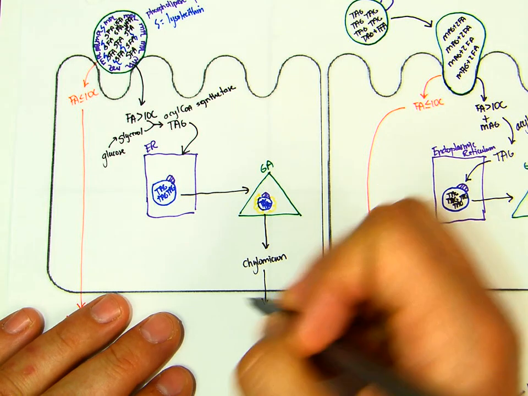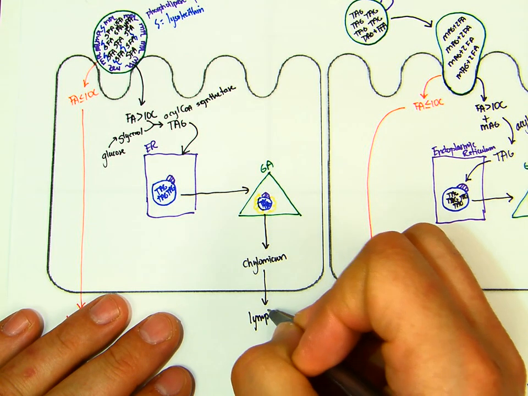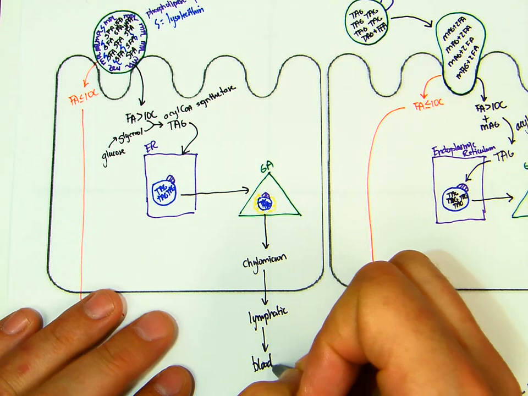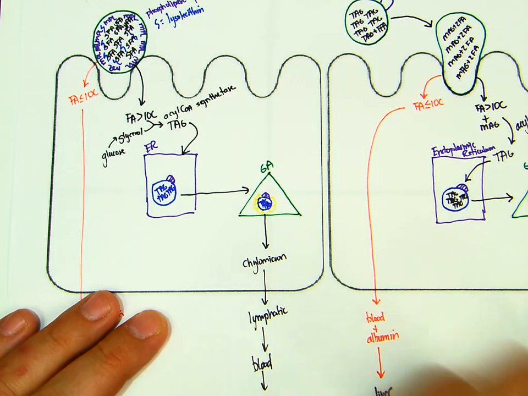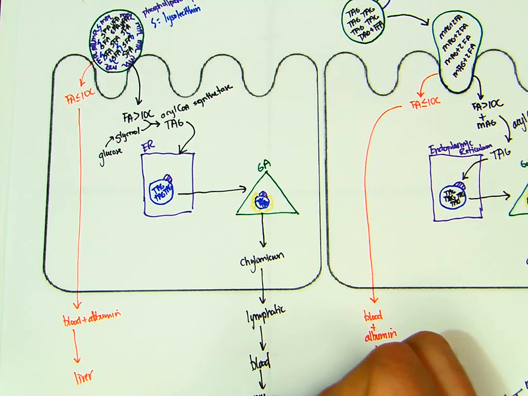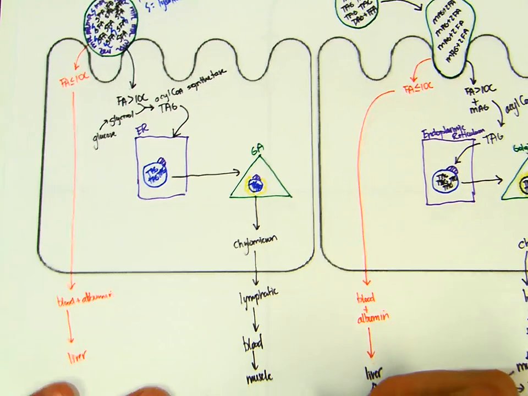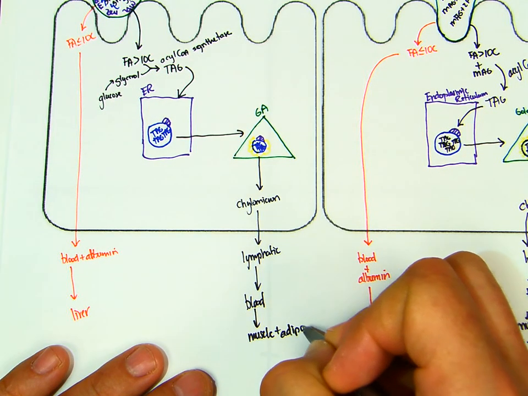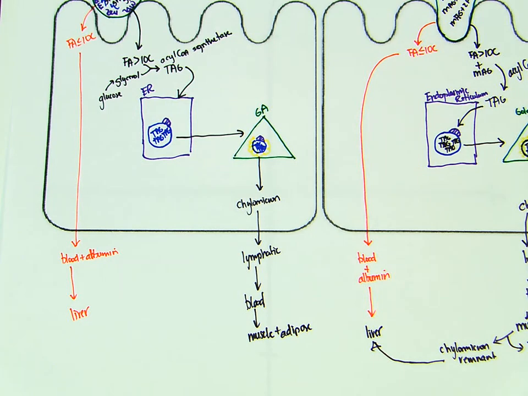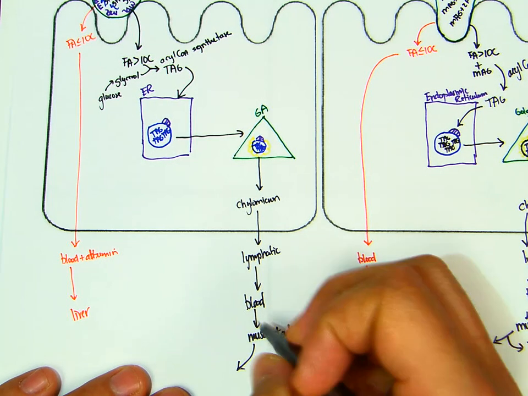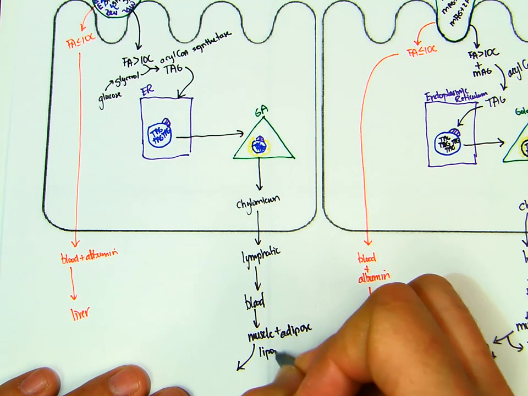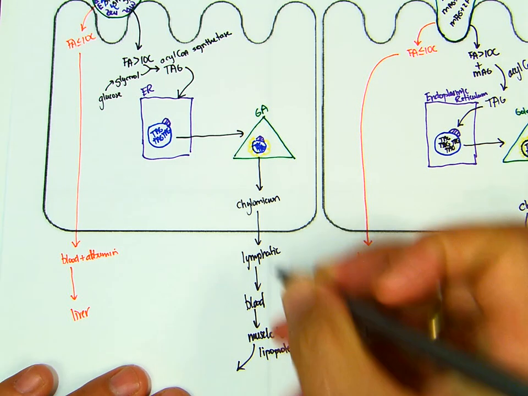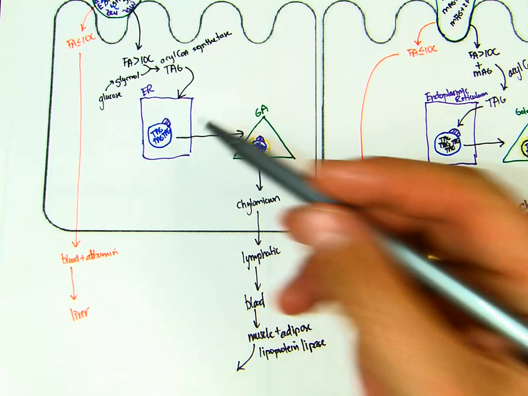which goes to the lymphatic, goes to the blood, which goes to the muscle, almost off the screen, plus adipose, which is where we have lipoprotein lipase.